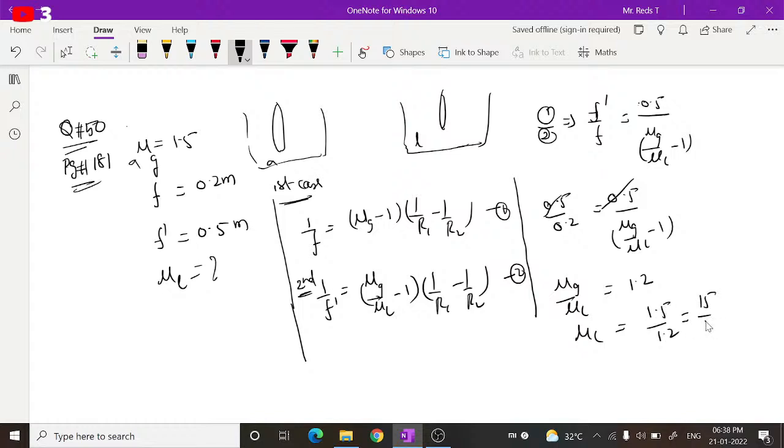So mu l is equal to mu g by 1.2, or mu g is 1.5 by 1.2, so it is 15 by 12. If you cancel, 3 fives, 3 fours. So it is mu l. Options they have given.